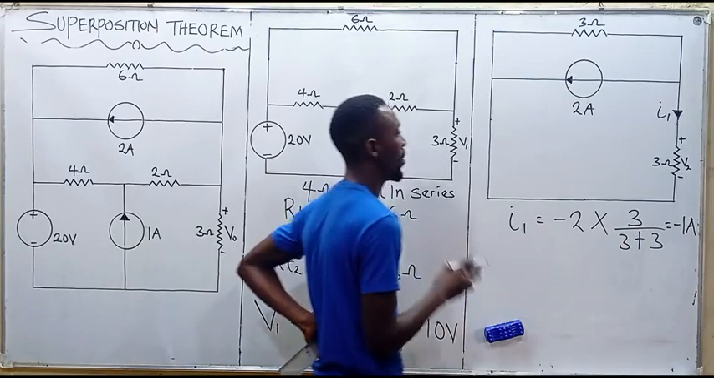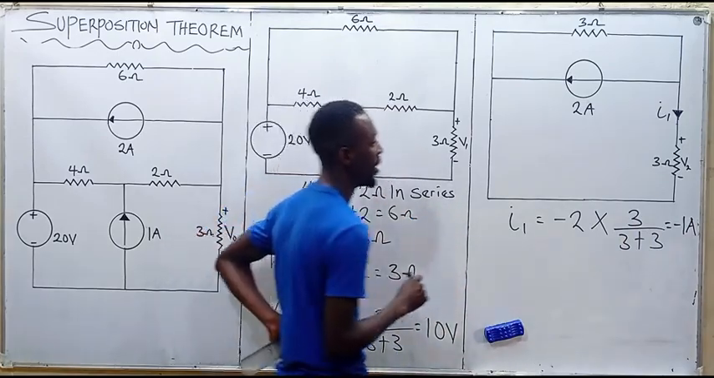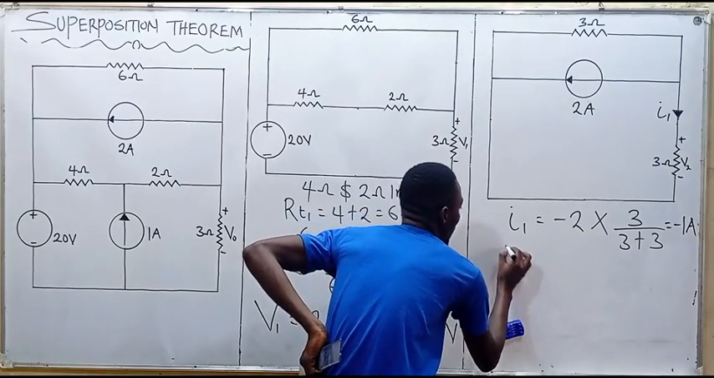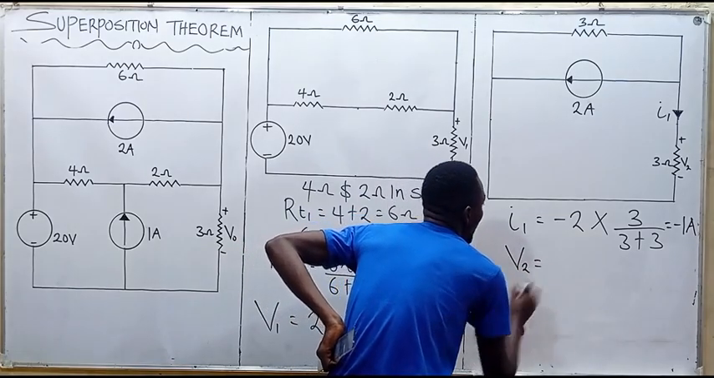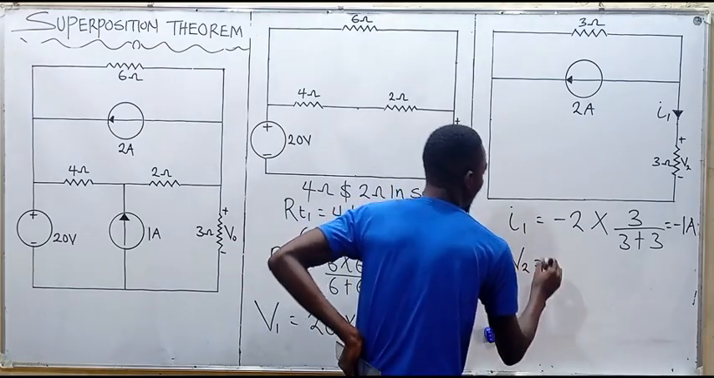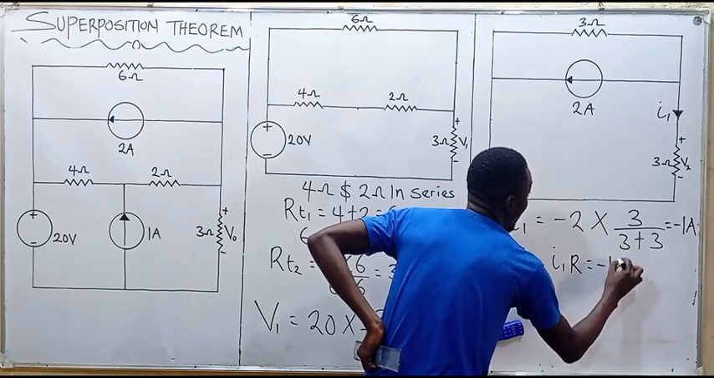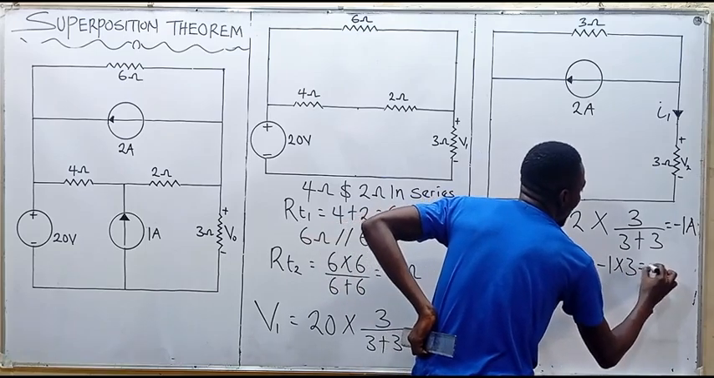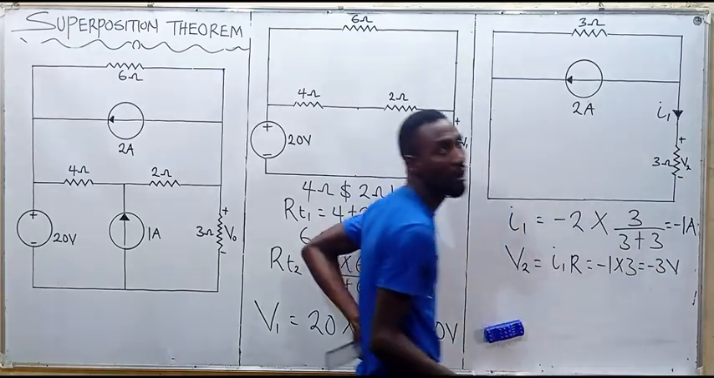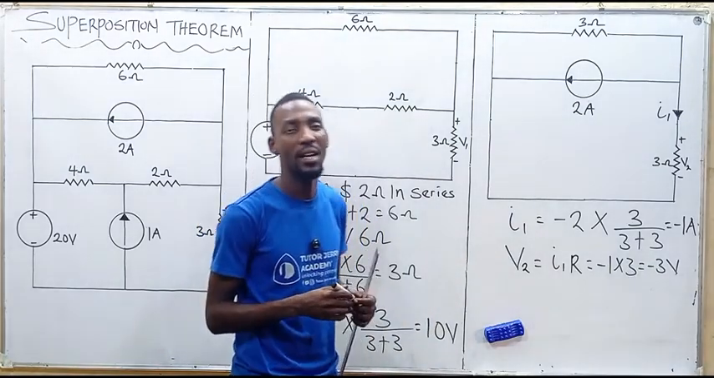All right. So now we can therefore calculate V2. V2 will be equal to the current I1 multiplied by R, that is minus 1 multiplied by 3, which is minus 3 volts. All right. So I hope you understand this.